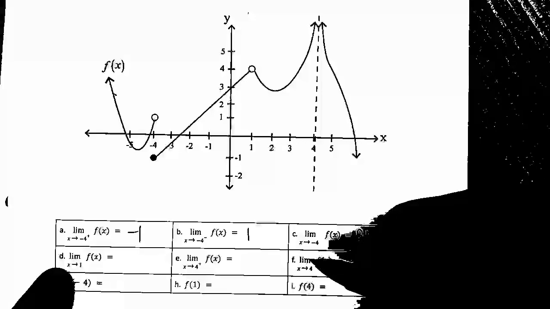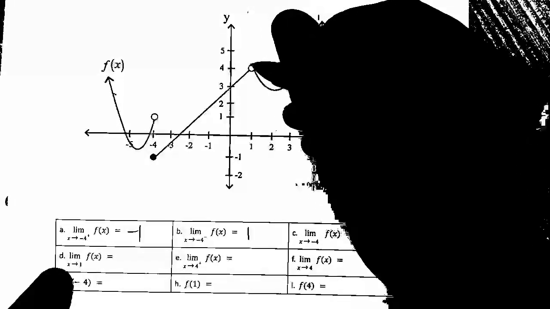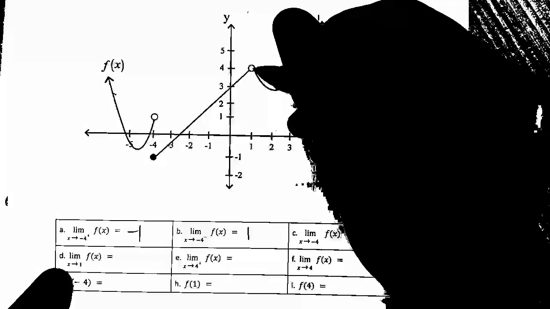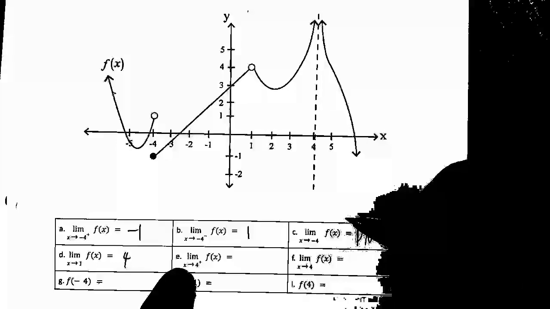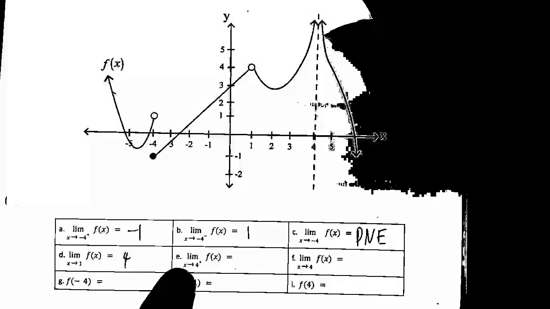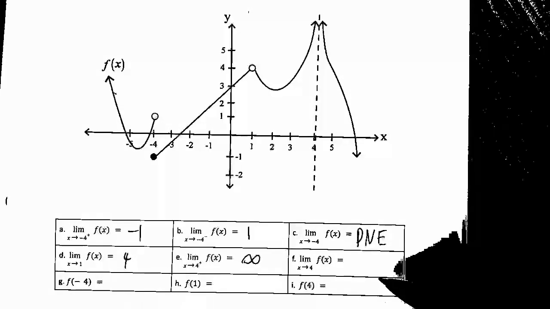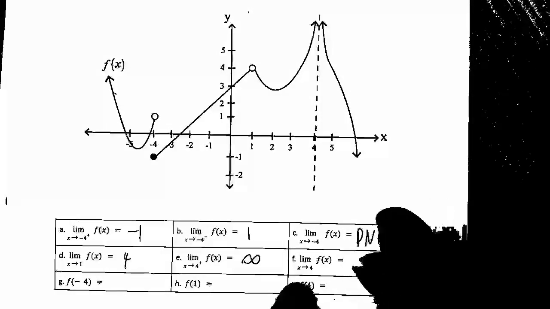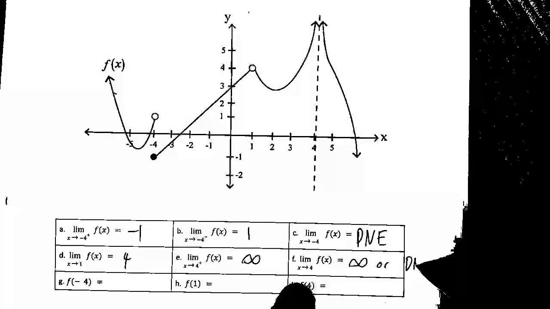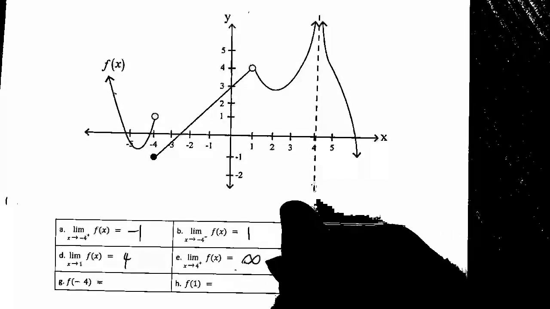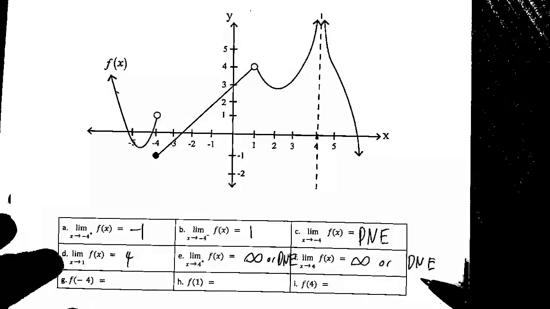The limit as x approaches 1. Again, we approach from the left, we approach from the right, it approaches the same point. Even though it doesn't exist here, it still counts. It's 4. Limit as x approaches 4 from the right. 4 from the right, we are going up to infinity. I would also accept d and e as an answer. The limit as x approaches 4 overall, also infinity, or you could say d and e is also fine here. If it's infinity, you can say d and e. Okay? Either one is fine.